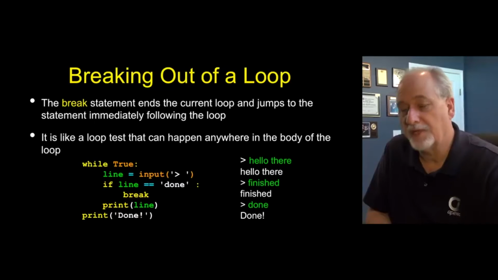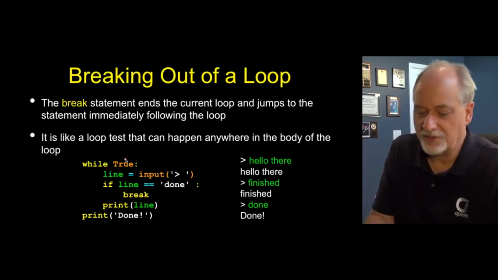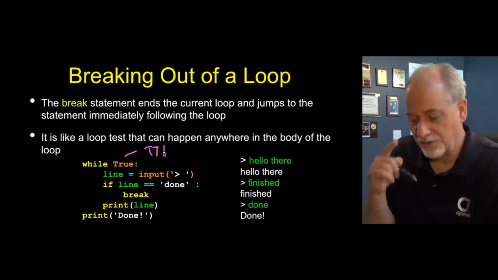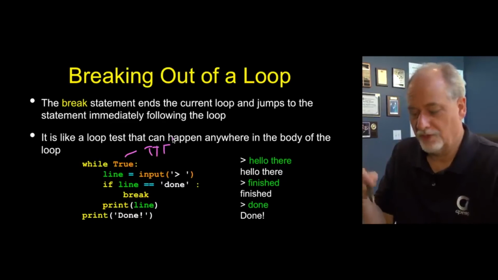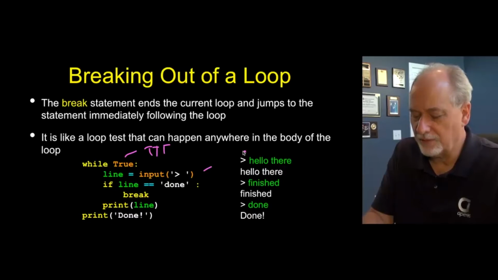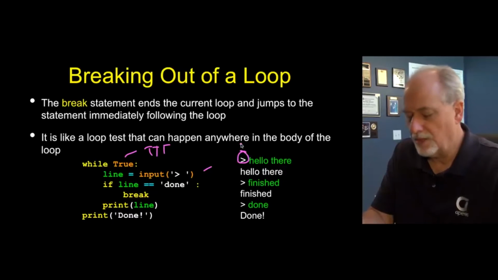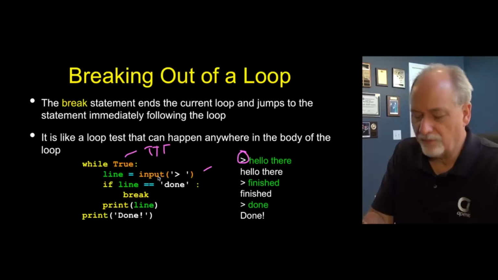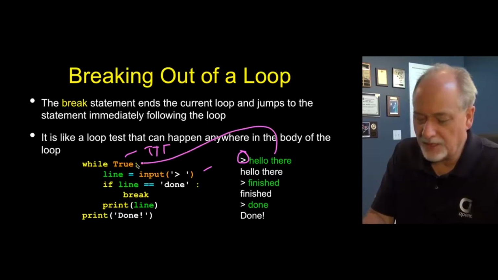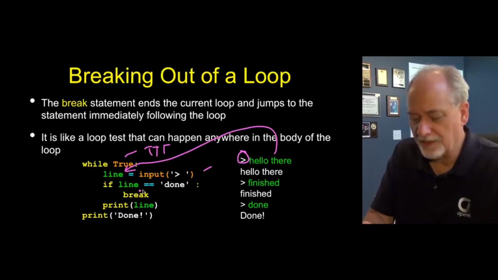So there's a couple of ways of getting out of loops. In this case, I'm constructing an infinite loop because remember the definition of an infinite loop is if this is going to stay true. Well, true is the constant true. So this is going to run forever. And what it's going to do is it's going to prompt with a little arrow and then let us type and read whatever we type into the variable line. And then if the line is done, we're going to break.